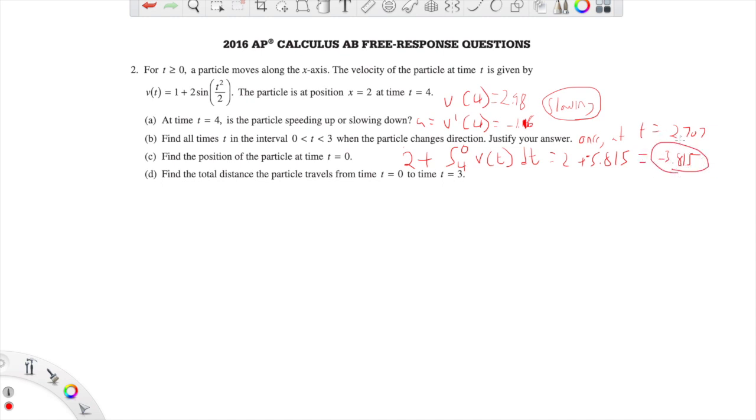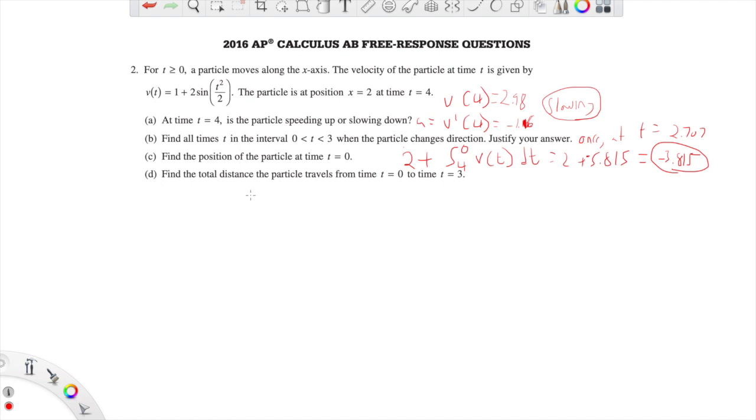And now the last part asks us to find the total distance that the particle travels from time t equals 0 to t equals 3. This is a very easy one to lose some points on, because if you just took the integral, well, let's actually look at the graph, right? And let's go ahead and take the integral on the graph.